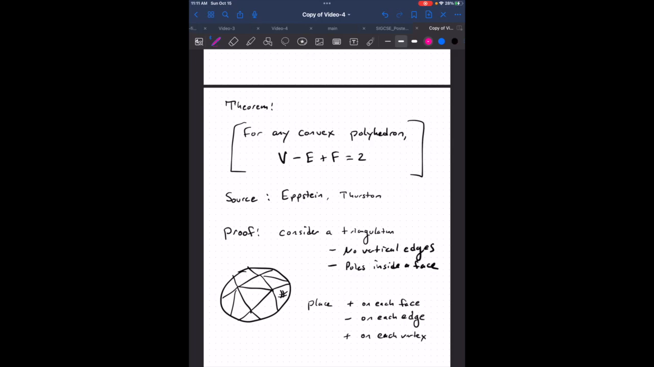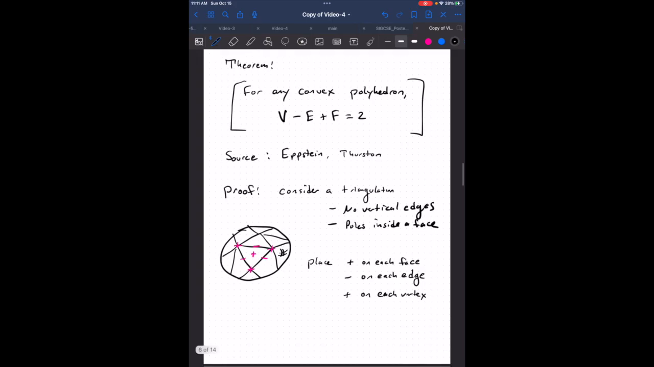And what we're going to do is we're going to put these charges on. So we'll put a plus on each face, a minus on each edge, and a plus on each vertex. So I'm just going to do this for one triangle, but you would do this all over. And then what we're going to do is we're going to slam our sphere. So slam it down. And all of our charges are going to move down just a tiny amount, epsilon. And let's look at what happens to each one of these triangles.